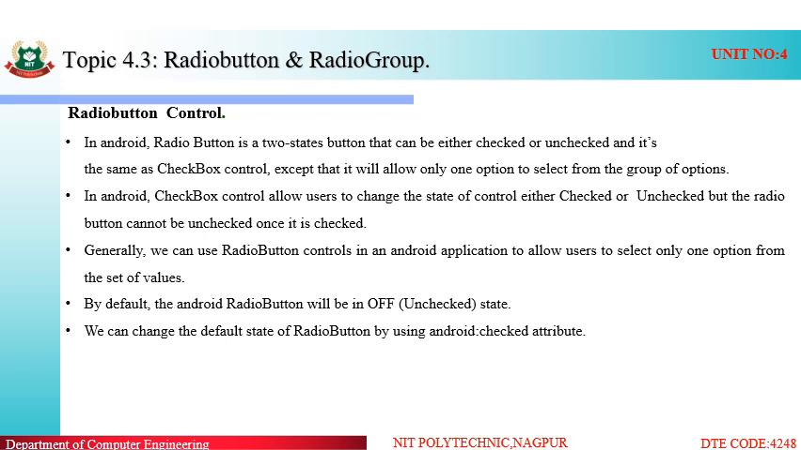By default, the Android radio button will be in off or unchecked state. We can change the default state of the radio button by using the attribute, that is android:checked. So by making android:checked equal to true, the radio button will appear as checked.